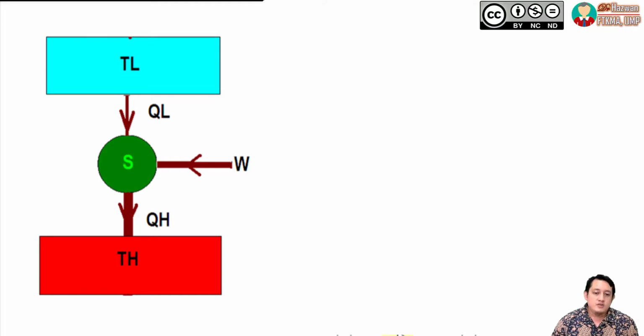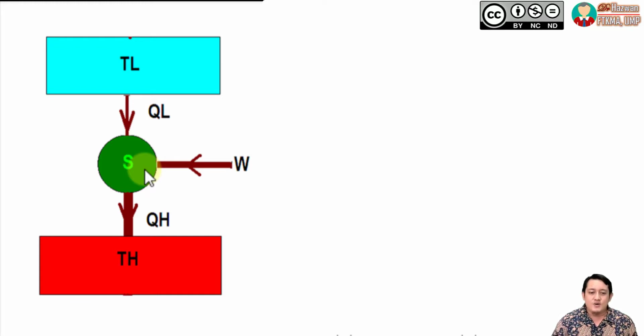The closure statement says that we cannot transfer heat from a low temperature region to a higher temperature region without additional work. Heat can only be transferred from high temperature to low temperature. That is the basic. When we want to transfer heat from low temperature to high temperature, we need to add work to the system. That is what we want to do in refrigerators and also heat pumps.